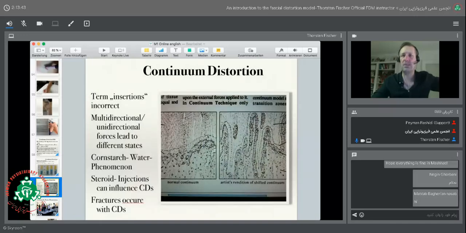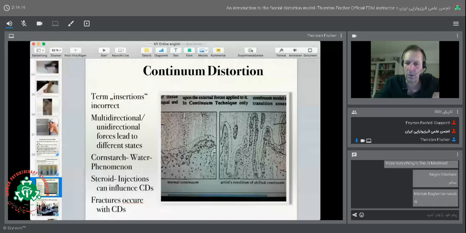Dr. Typaldos, he wrote in 93, 94. He wrote some nice papers for the American Academy of Osteopathy. And I can show you a picture here of one of those. You see here, the first one, normal continuum. This is a microscopic picture. Do you see above is ligament or tendon and below is bone? So do you see the fibers running into the bone?